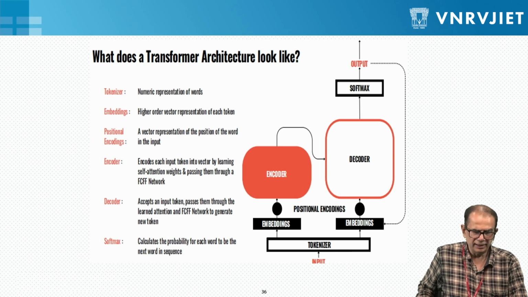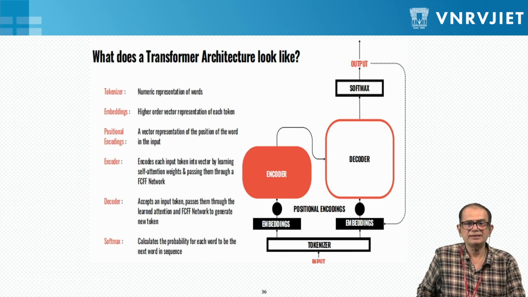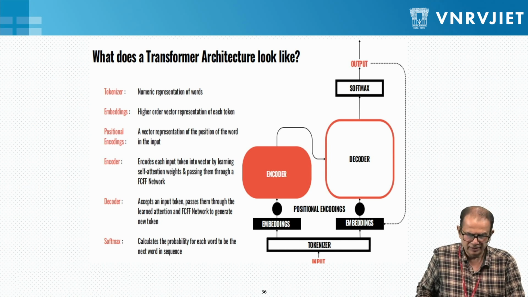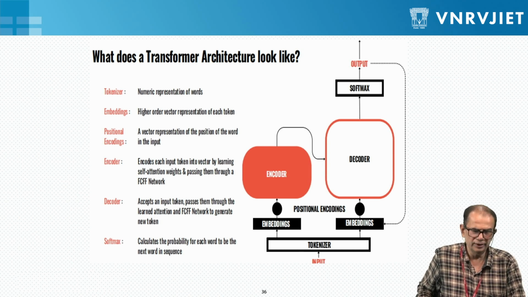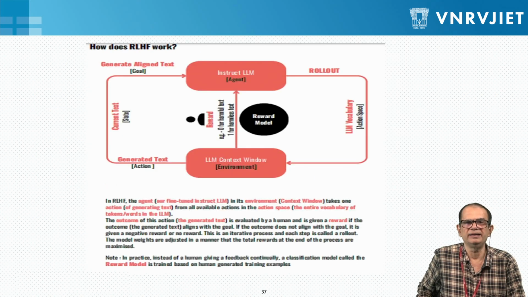Now, what does a transformer architecture look like? Let's refer to it from the bottom. We give a certain input, and the tokenizer tokenizes that into tokens. Subsequently, after the tokenizing, we give it to the embeddings, and then it goes to the encoder, and then subsequently it goes to the decoder, and through the softmax it gives us the output. That is what we do in the case of a transformer architecture.